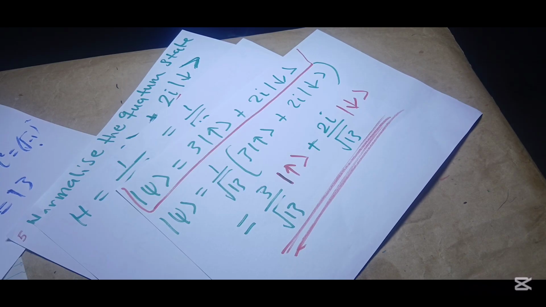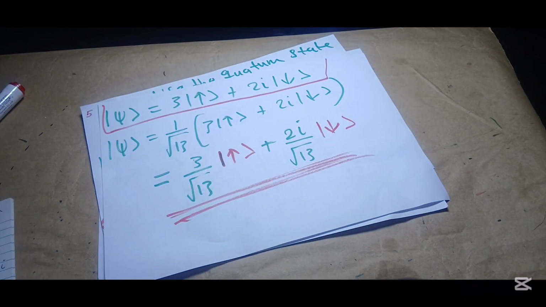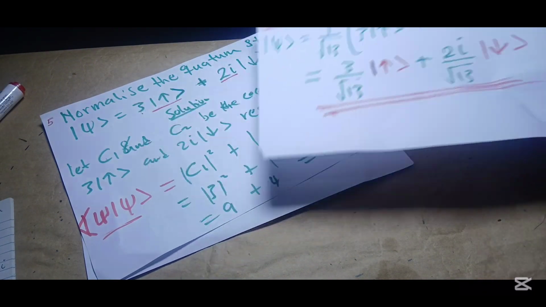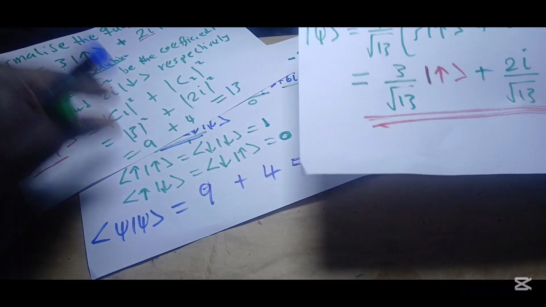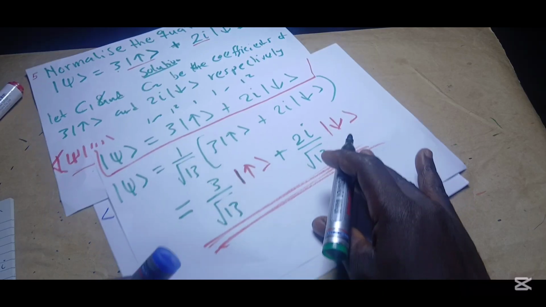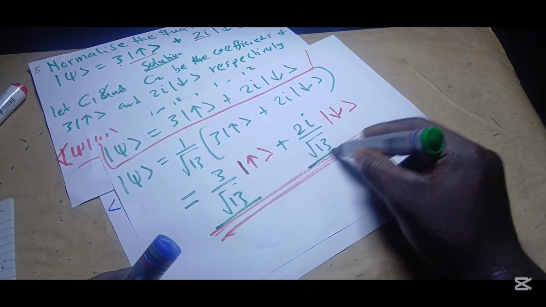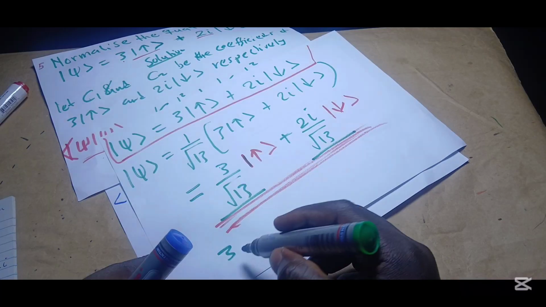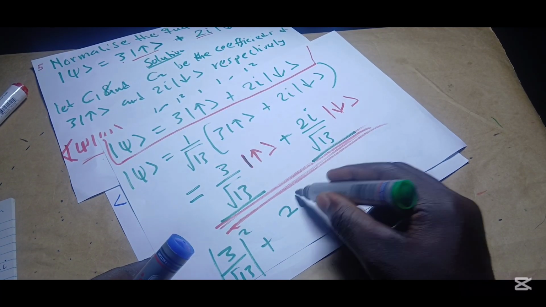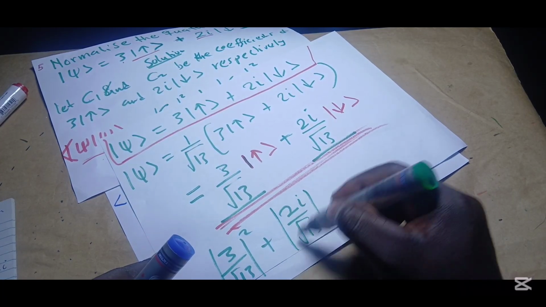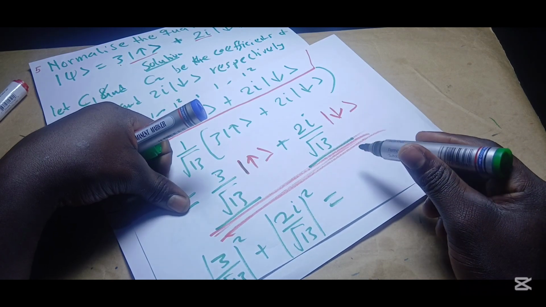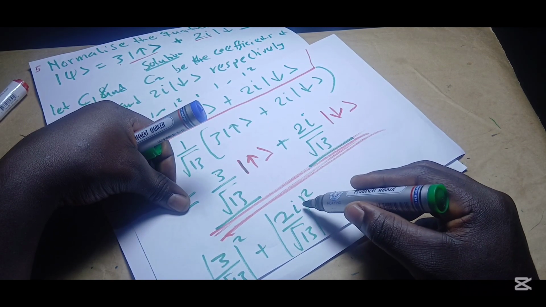That is it for this problem. You are done and you want to know whether your solution is right. What you just have to do is to square the coefficients and see whether the sum of the squares of the coefficients will give you 1, but it should be the absolute value. So we square this, and add them together. So 3 over square root of 13, we are squaring them, and this is 2i over square root of 13, squaring them. If we square i, we are going to get -1, but because we are interested in the absolute value, it's going to be +1, right?